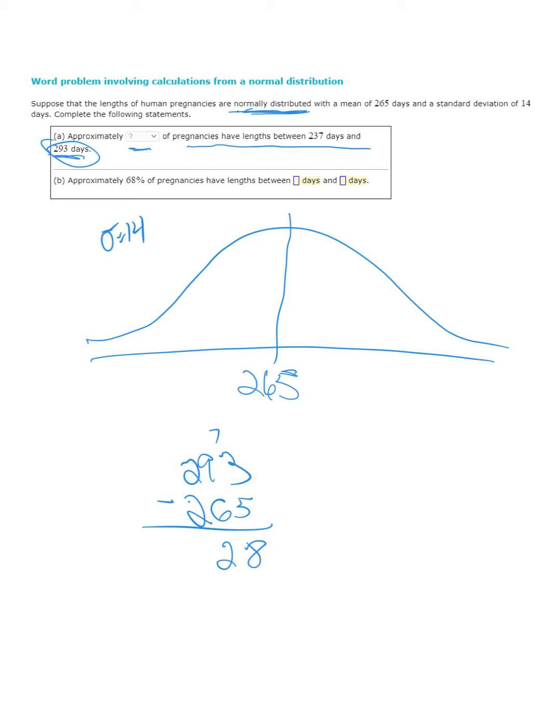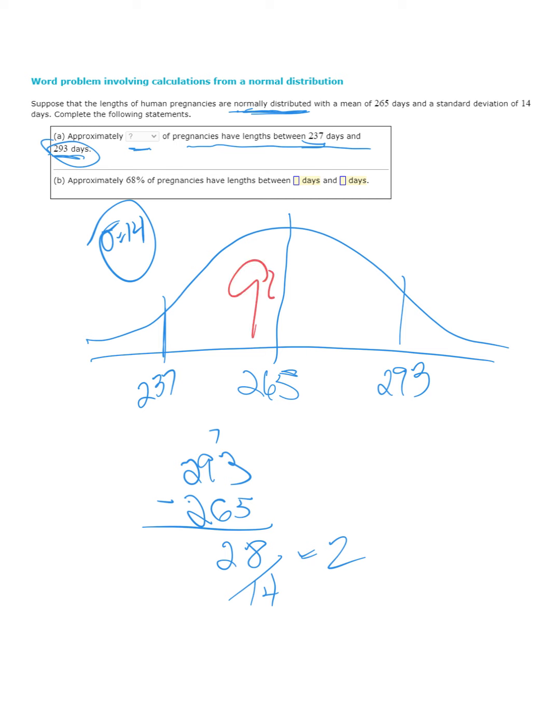So 14, which is our standard deviation, will go into 28 2 times. So that means that number 293 is 2 standard deviations away. And if I did the math with 237, I'm going to find it's 2 standard deviations on the other side. So within 2 standard deviations, we remember that's 95% of our data. So I'd expect approximately 95% of pregnancies have lengths between 237 and 293.